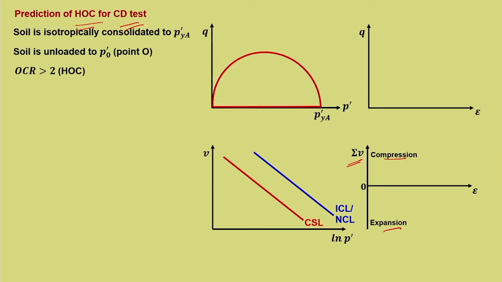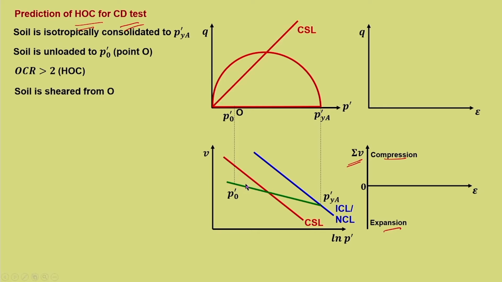P dash y A, so this is the yield curve associated with P dash y A, the extreme isotropic consolidation point. The same is marked on V L and P dash. Unloaded, you can see that it is very near to the Q axis or V axis. So, OCR will be definitely greater than 2. Critical state line. So, it yields at point B. Now, it is a CD test, it is at an inclination of 3. So, it is not meeting and failing here, we have already seen this, it has to yield first.